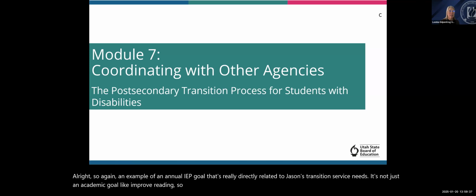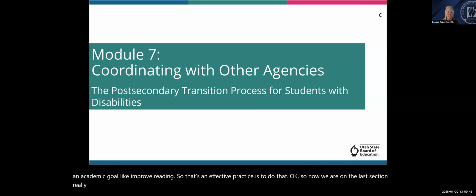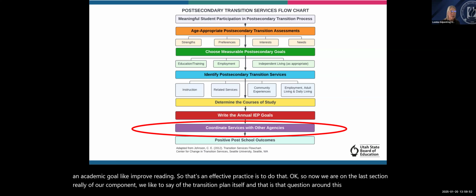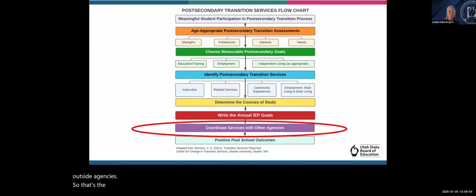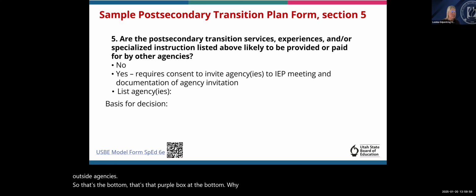Okay, so now we are on the last section really of our component, we like to say, of the transition plan itself. And that is that question around this coordination with outside agencies. So that's that purple box at the bottom. Why is this so important? So this is what it looks like on the form itself.